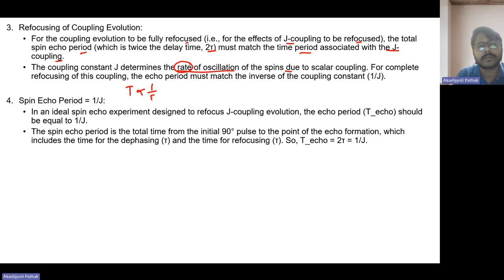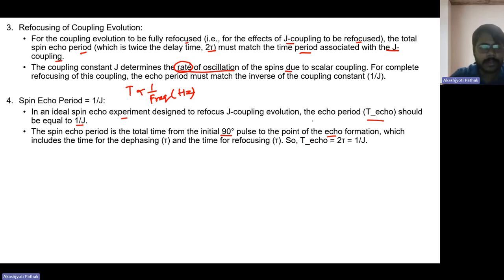So the spin echo period is the time period, which is the inverse of frequency. So in an ideal spin echo experiment designed to refocus J coupling, the echo period, say T echo, should be equal to 1 by J. The spin echo period is the total time from the initial 90-degree pulse to the point of the echo formation, starting from the 90-degree pulse.